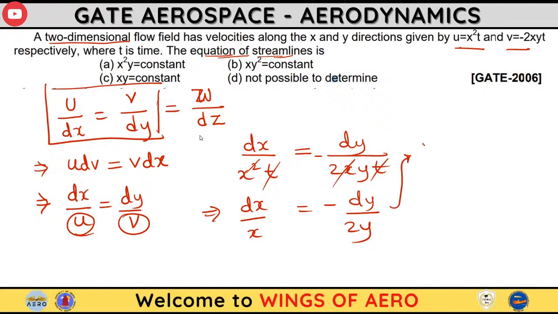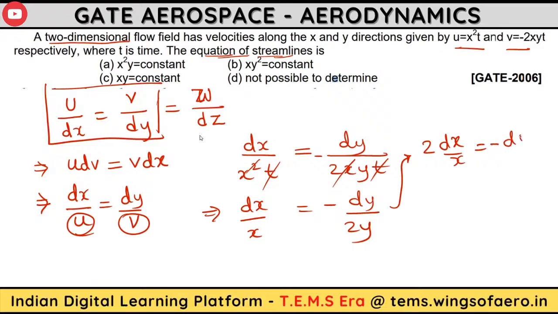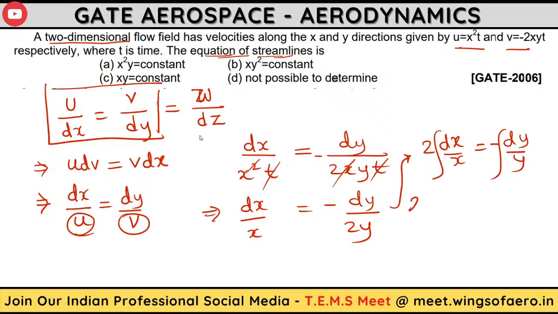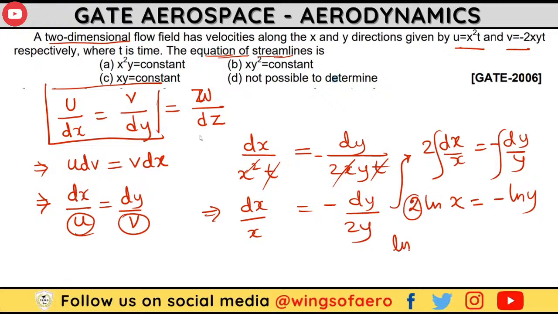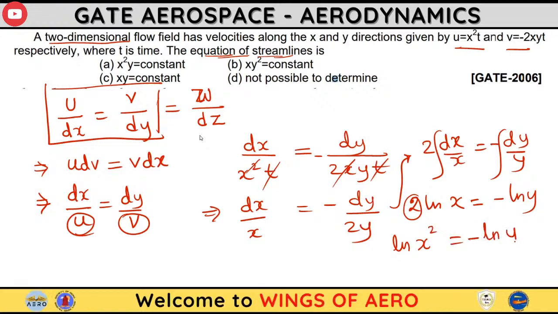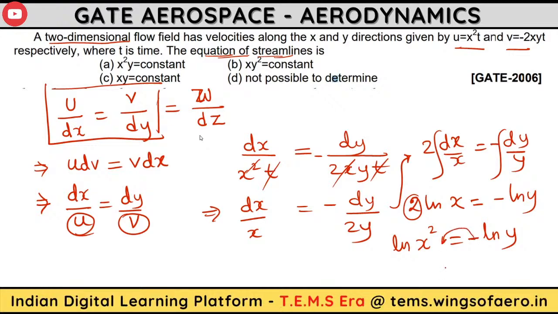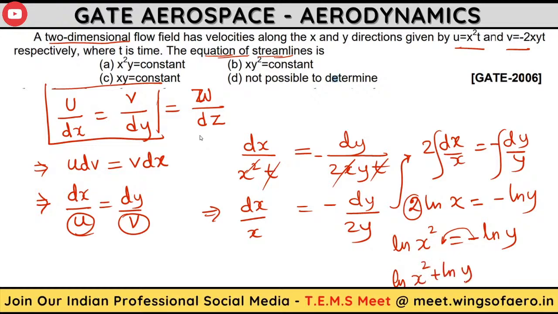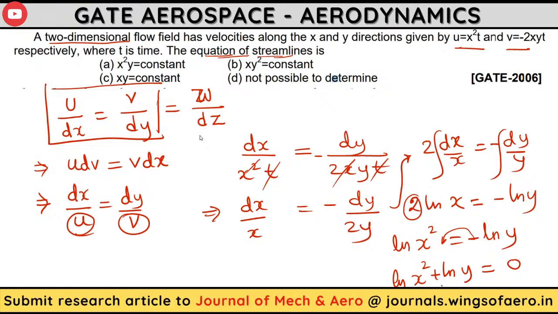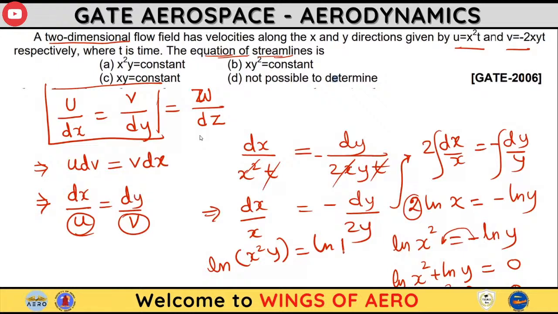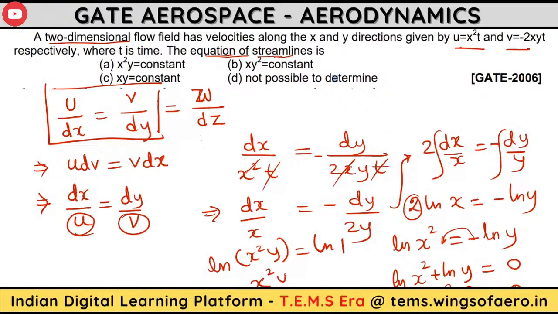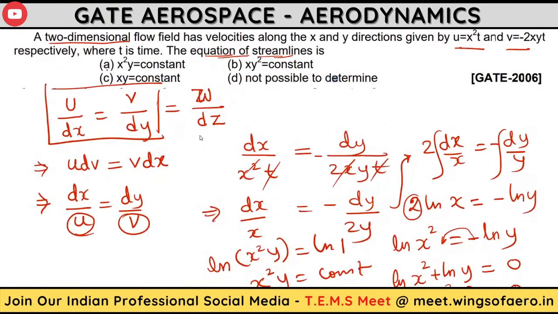You can also write it like 2 dx by x equals minus dy by y. If you integrate both sides, 2 ln x equals minus ln y. Now if we have a number in front of the ln, then we can write ln x squared equals minus ln y. Here we have a negative; when we bring this one here, it becomes positive. ln x squared plus ln y equals 0. Then ln something plus ln something becomes multiplication, ln of x squared y equals 0. Now ln 1 is equivalent to 0, so you get x squared y is constant. Now which option do you get? This.